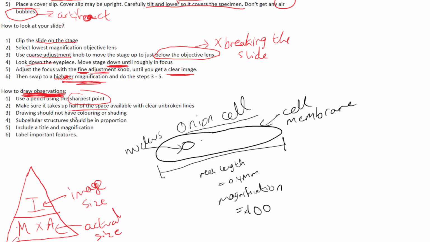So it has to be a continual diagram. And the drawing should not have any coloring or shading. Okay, that's important, right? Some teachers tell you that you can shade it after. No, during observation you're not shading or coloring. Okay, that's not an observation at that point.